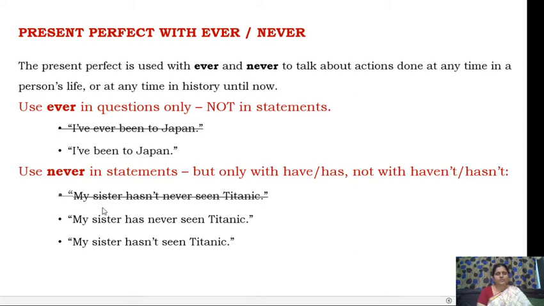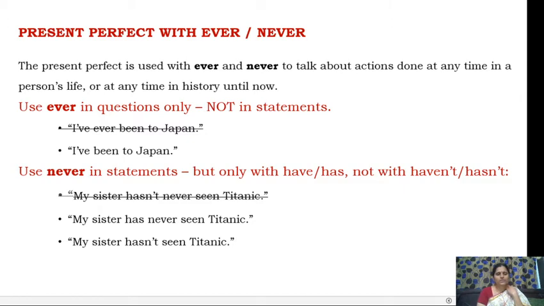For example, see here: "My sister hasn't never seen Titanic." Hasn't is negative, never is negative. We are using double negatives, and we are not supposed to use double negatives in a sentence. Instead, we can say, "My sister has never seen Titanic," or "My sister hasn't seen Titanic." So there are two ways of expressing that.